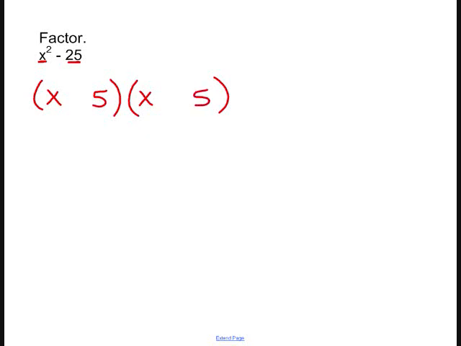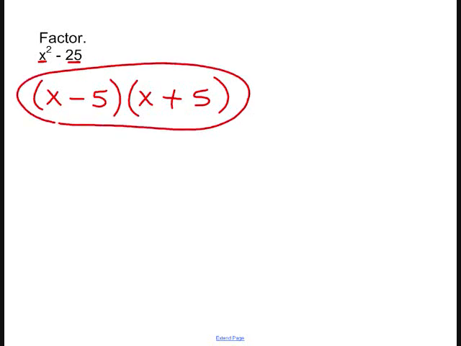Now, if you remember from what we just got through doing, one of these has to be minus, one of these has to be plus. It does not matter which one. So when you finish factoring this, they should be the exact same, except one is minus and one is plus, and that is my answer.